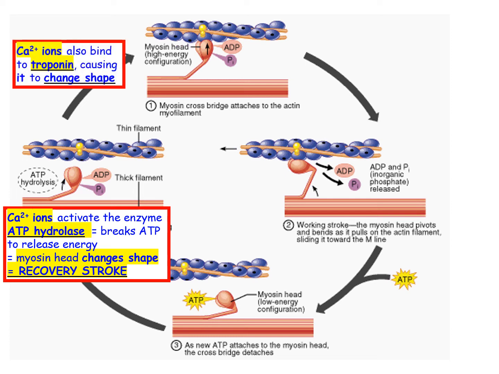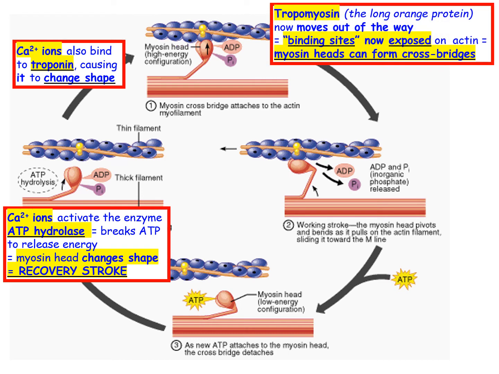We also know that calcium ions can bind to troponin, which is a protein on the thin actin filament, and it causes troponin to change shape, and that pulls another longer protein called tropomyosin out of the way, and that exposes the binding sites on the thin actin filament to allow the myosin head to form a cross bridge. So there's a connection now between the myosin head of the myosin filament and the thin actin filament, and that's the diagram at the top of your page.